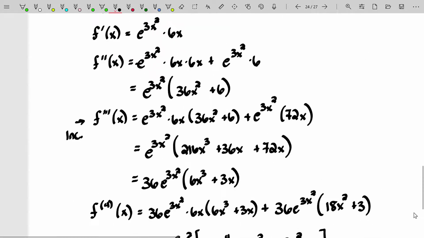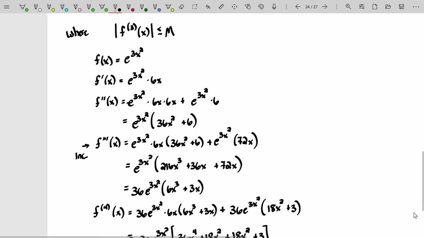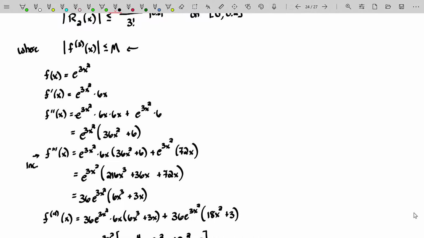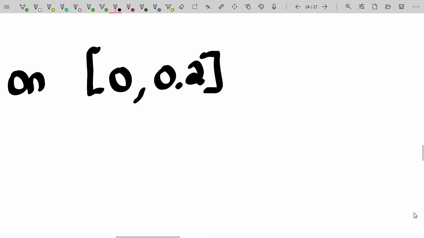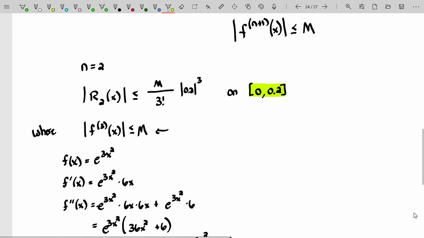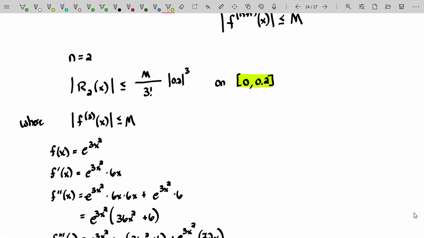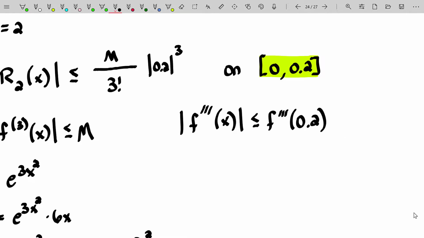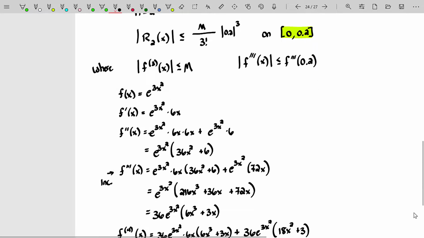Because it's increasing, you know that the worst case scenario for that third derivative is at the rightmost edge of the interval in question. We're concerned about this interval right here. Because the third derivative is increasing on that interval, we will go ahead and substitute in 0.2 into the third derivative to get us the maximum possible error. So let's go ahead and do that right now. Substituting in that 0.2 in the third derivative, I'll just look down here.